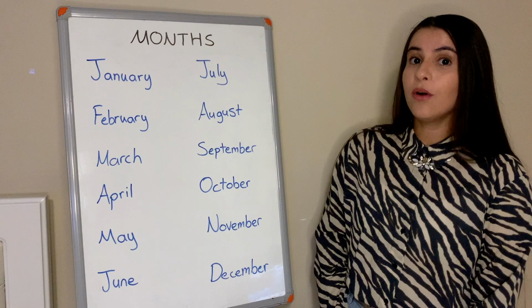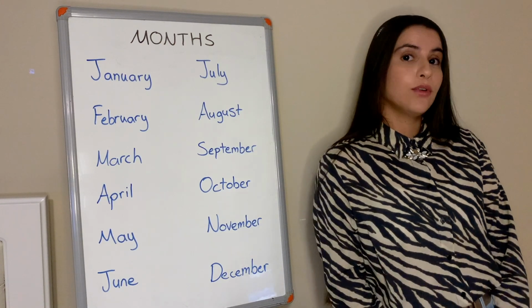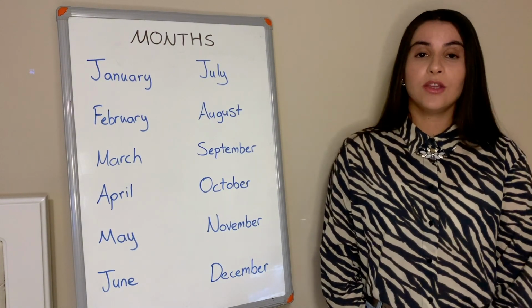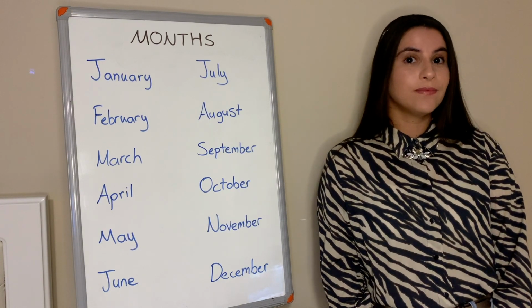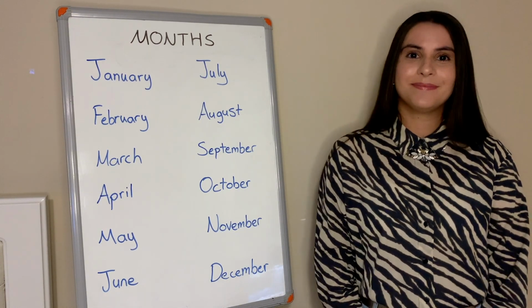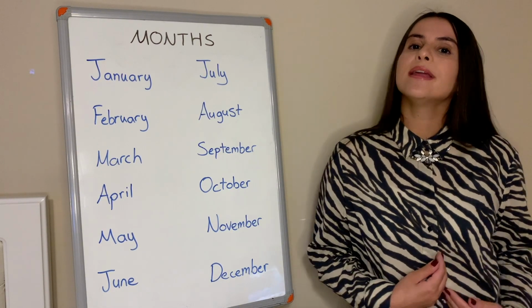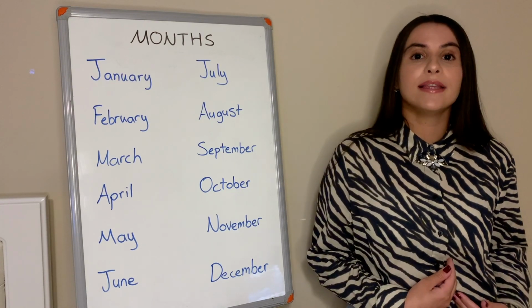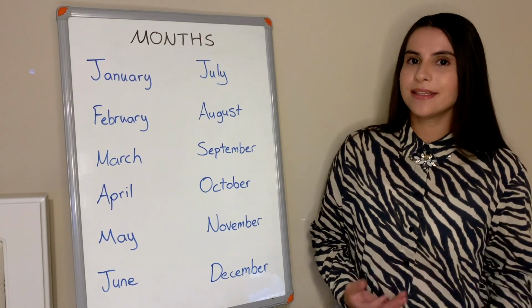When were you born? You can comment down below your birth date. I was born in July, and in July the season is summer.